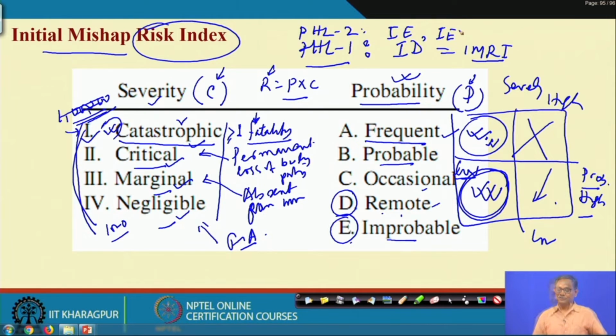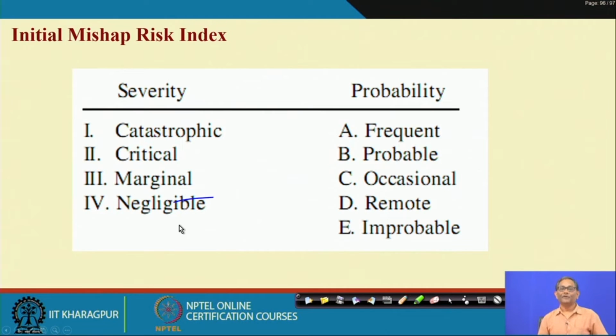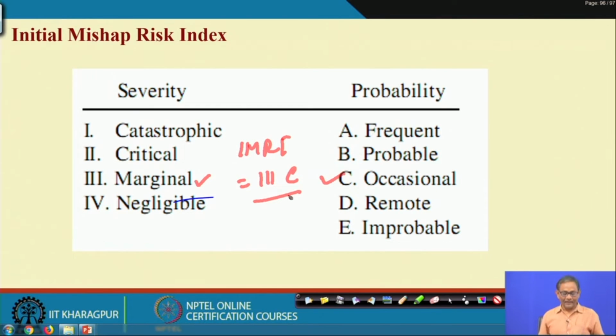Suppose somebody is carrying something, so there is a possibility of slip and fall, it may be occasional. So, slip, trip and fall may be occasional, but if you go by the consequence, it may be marginal. So, then the initial risk index is 3C. Here you may be interested to reduce this one. In this manner, the initial risk index is computed.